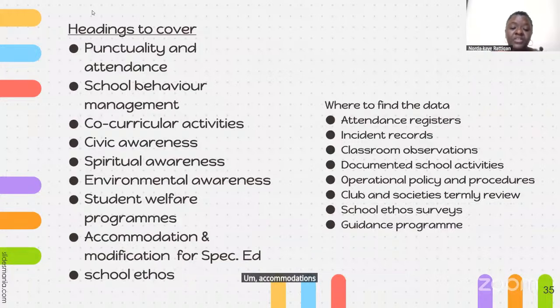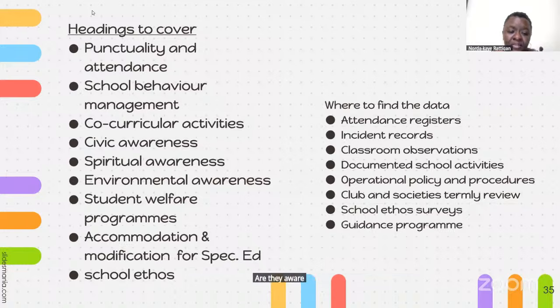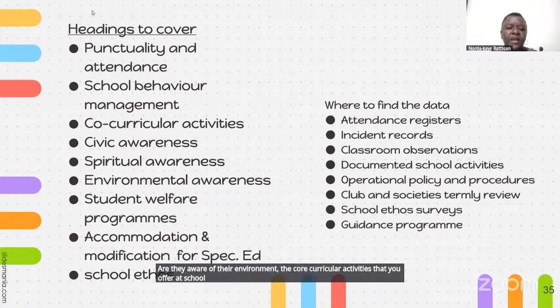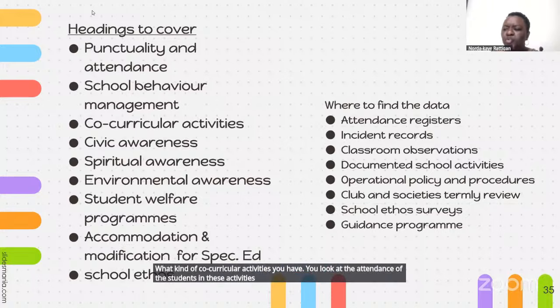Accommodations and modifications for your special ed students. You also look at this. Are they aware of their environment, the co-curricular activities that you offer at school? When you look at the co-curricular activities, what kind of co-curricular activities you have? You look at the attendance of the students in these activities. What are they doing? Is your club meaningful?